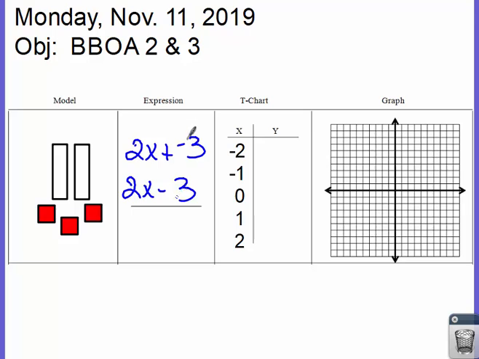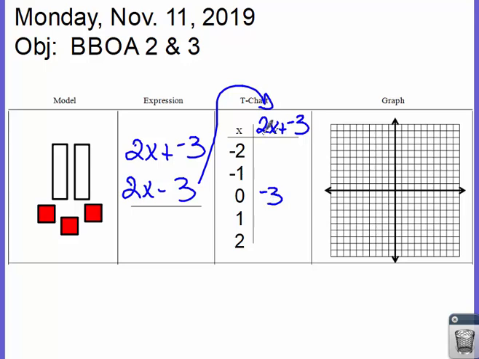Now we know that this expression goes into our y spot. So we would put 2x plus negative 3, and then we would evaluate it for the given x values. We know some things about this expression. This negative 3 is called the y-intercept, and it will always be found as the y value when x is 0. So I can place this negative 3 right here.